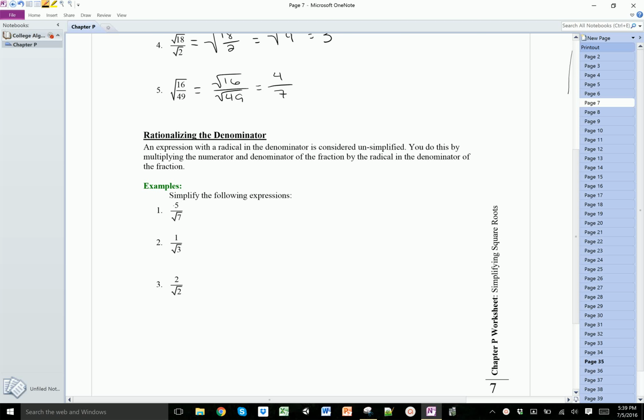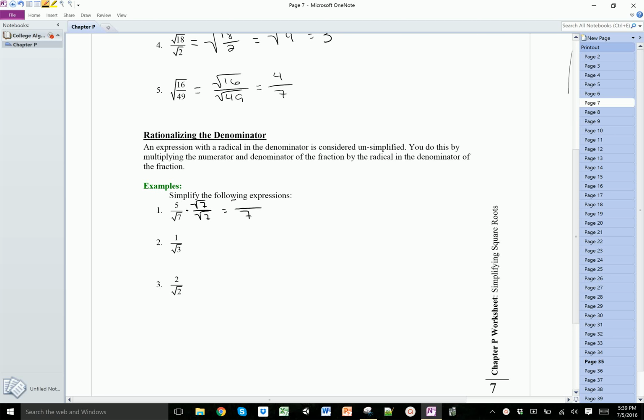For a fraction to be considered simplified, it cannot have a square root in its denominator. So we're going to do what is known as rationalizing the denominator. The way you do this is whatever the denominator is, if it's a radical, then you multiply the numerator and denominator by that value. So the radical in the denominator here is the square root of 7, so I'm going to multiply the numerator and denominator by the square root of 7. Now, when you multiply a square root by itself, you just get what is inside the radicand. So I'm just going to get 7 there.